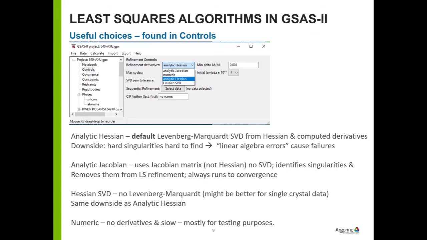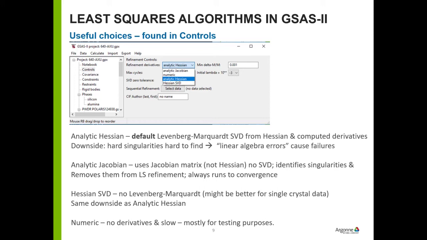GSAS-II has 4 choices of algorithms for doing least squares, which are found in controls, and you're going to find out all about this when you try to use GSAS-II. And in controls, under refinement controls, is a choice of 4. Analytic Hessian, which is the thing I just described, and that's the default. Analytic Jacobian, which is similar but not different. There's no SVD associated with it, and it actually uses a built-in refinement package that's inside Python.